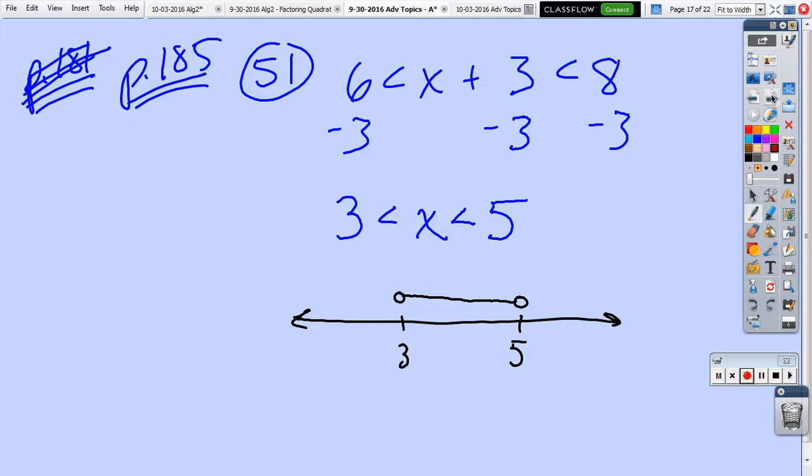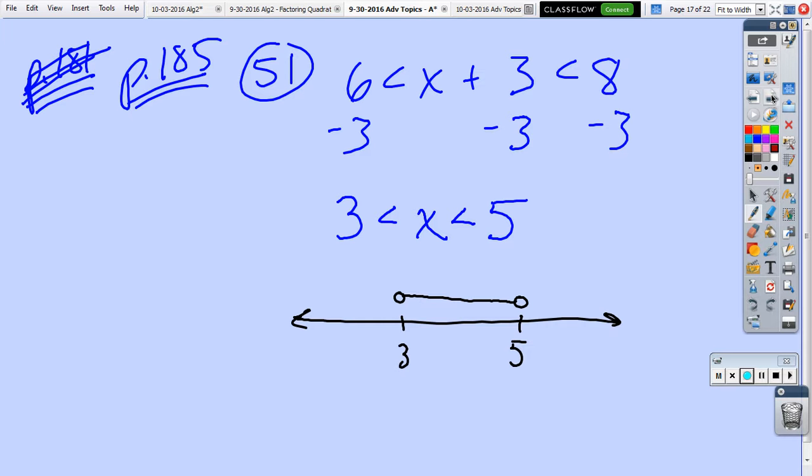Here's an example of a compound inequality on page 185. Oh, that's easy. Right. You have 6 is less than x plus 2, which is less than 8. Whatever you do to one part, you make sure you do to all 3 parts. So you subtract 3, and you do that to all 3 parts. So 3 is less than x, which is less than 5.